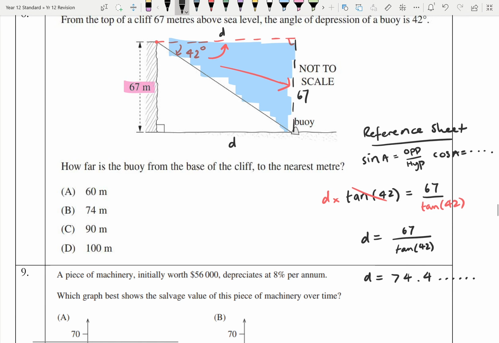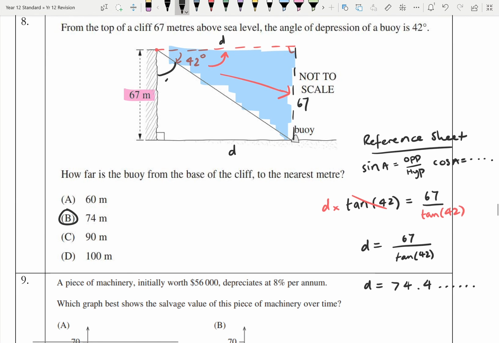Having a look at our answers, clearly it's closest to B. And I guarantee if you were to treat this angle as 42 and then try and do the problem, then one of these multiple choice answers would be that, but we know better.